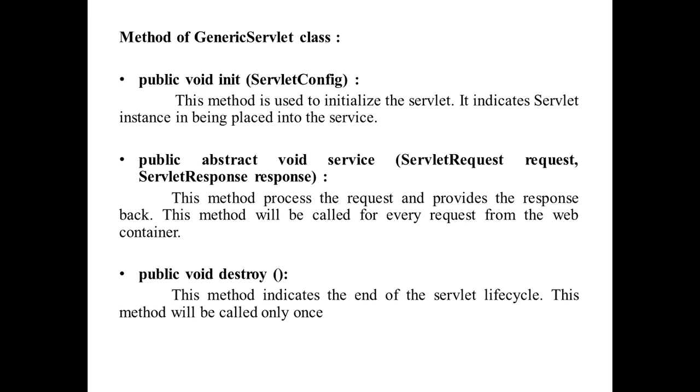Second method is public abstract void service(ServletRequest, ServletResponse). This method processes the request and provides the response back to the client, and this method will be called for every request from the web container. So the service method is called multiple times in the program. Next method is public void destroy(). This method indicates the end of the servlet lifecycle, and this method will be called only once. The main use of the destroy method is to destroy the memory allocated to the servlet.